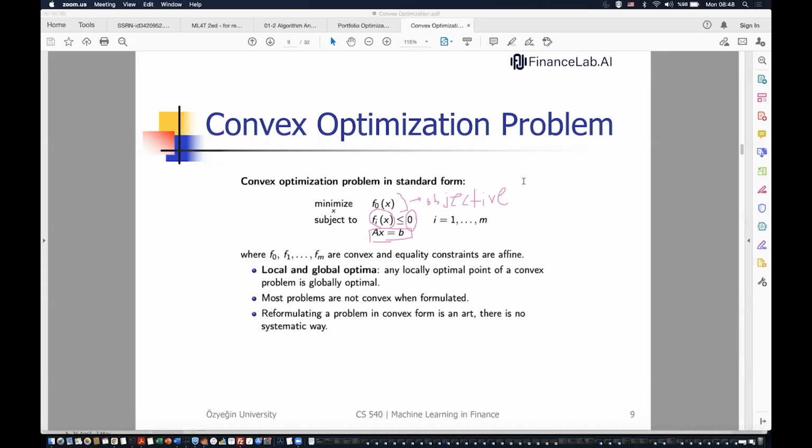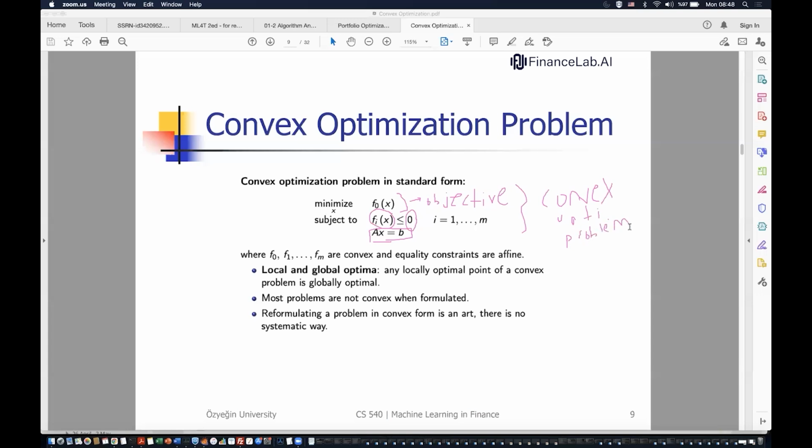And this is how the convex problem looks like. So this is the general formula. And depending on fi becoming linear, quadratic, or some different form, we'll subcategorize the problems into different forms. But overall, this is the convex optimization problem.